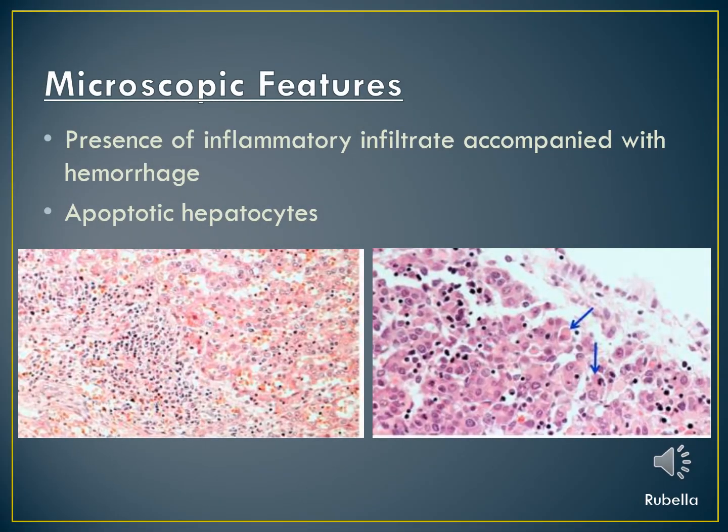Now I'll be explaining about the microscopic features. The microscopic features of rubella are presence of inflammatory infiltrate accompanied by hemorrhage, which can be seen in the diagram below, and also presence of apoptotic hepatocytes, which can be seen at the arrow pointed.